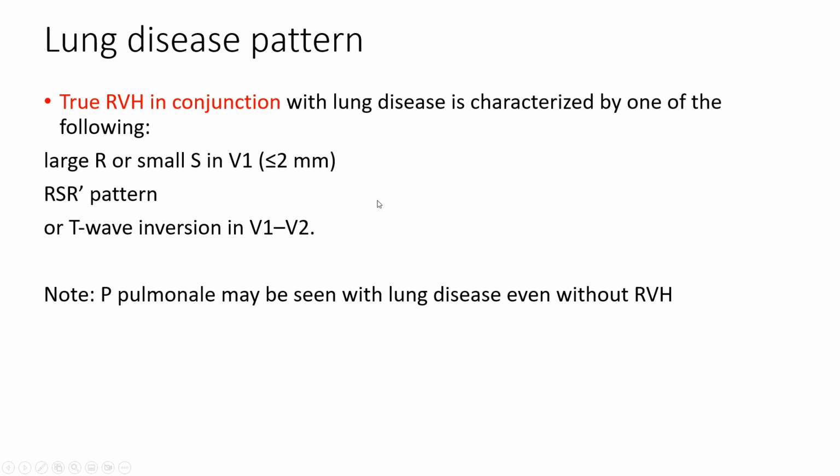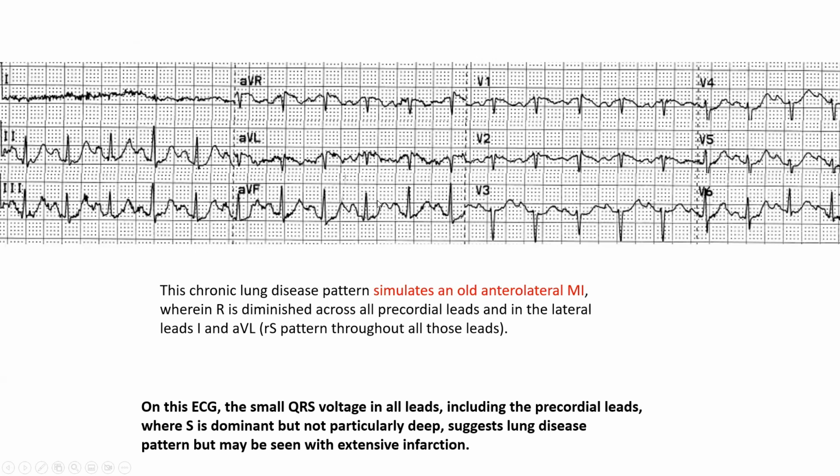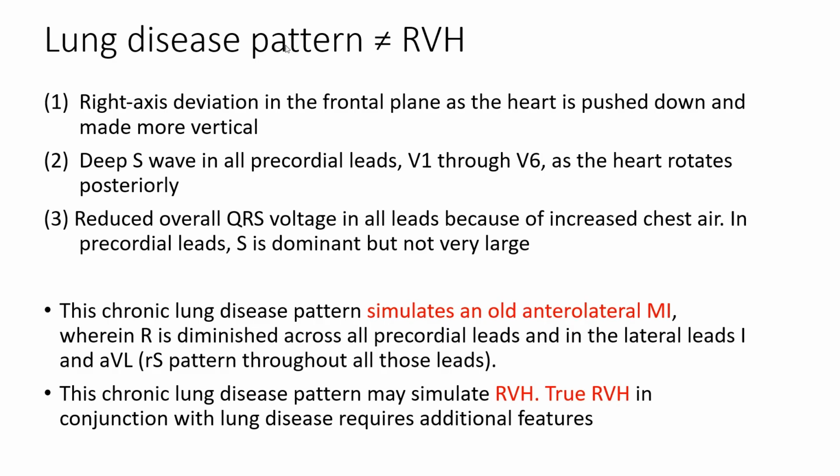So you understand that pattern? I want you to know that when I was a fellow, I used to get confused. Is it lung disease pattern, RVH? There is overlap. That's why I tried to explain to you also that RVH and right bundle branch block overlap. There's a lot of overlap between those pathologies. So I mentioned that the lung disease pattern may simulate RVH, and I mentioned the criteria for that.